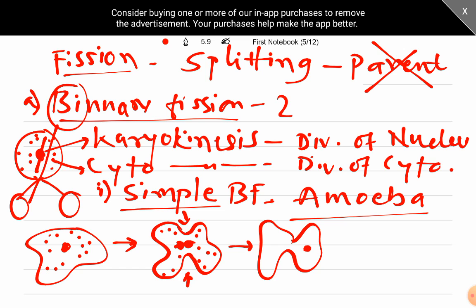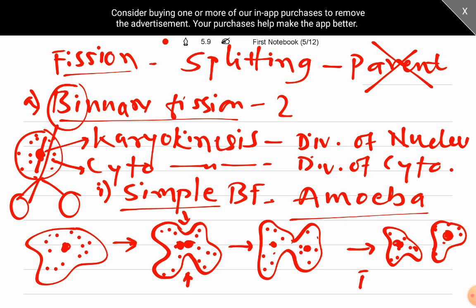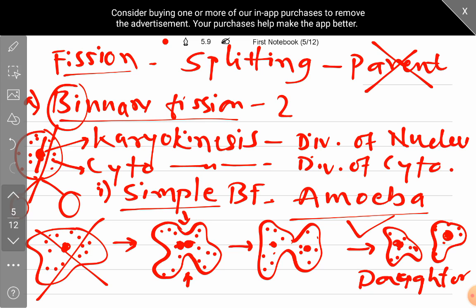In the next part you can observe the structure must be like this. The nucleus is completely divided into two as well as the cytoplasm, and finally in the last stage two new individuals of amoeba, the daughter amoeba, are formed. That is called simple binary fission. The parent is completely lost, two individuals are formed. Let us see the next type.